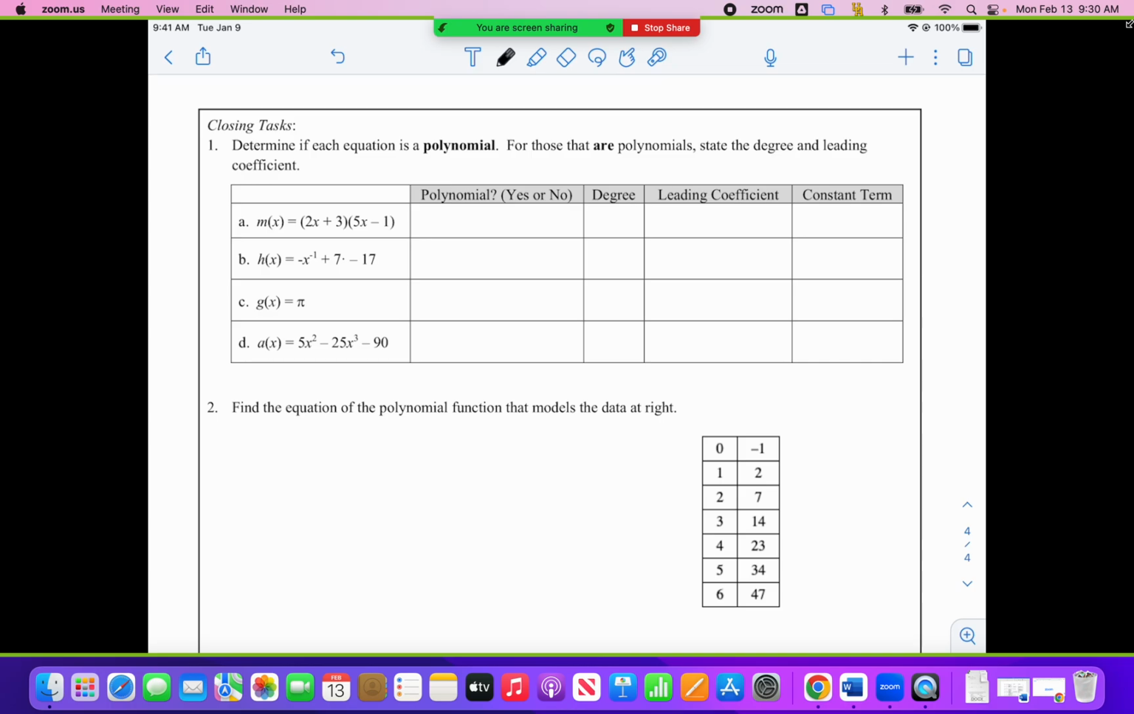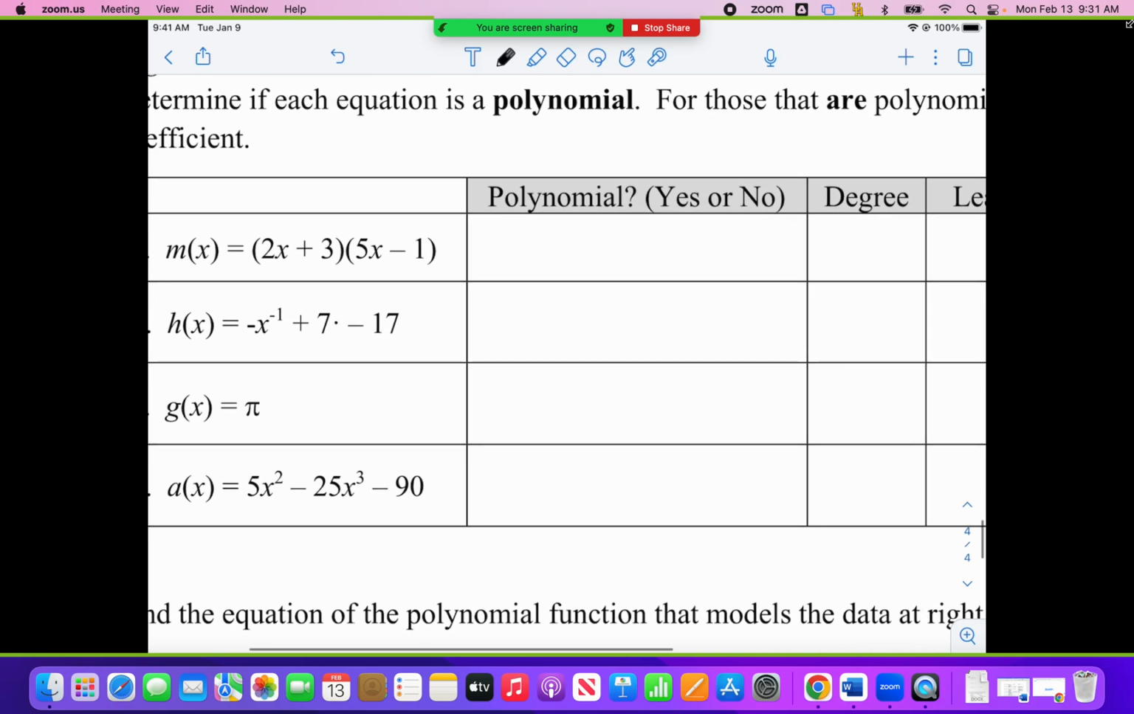All right, letter A. Matthew, is this one a polynomial? Yes or no? No. What made you say no? Because there's 3 terms, and you combined all like terms. Okay, so if you look at letter A, if I multiply this out, I would get 10x squared minus 2x plus 15x minus 3, which you should definitely try to put in general form.